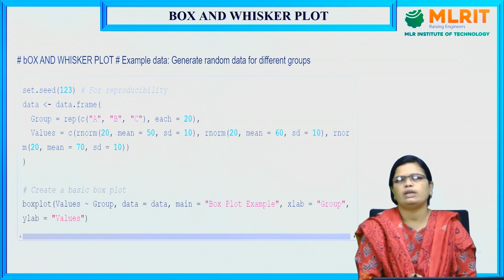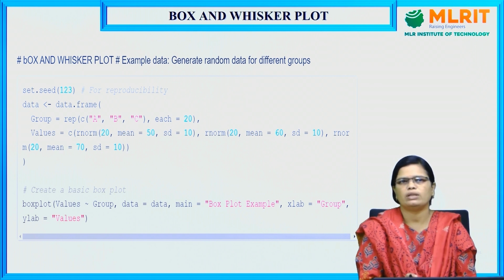The next visualization we are going to discuss is the box and whisker plot. The box and whisker plot needs more than 100 data points. Then only is it preferable to go for the box and whisker plot.